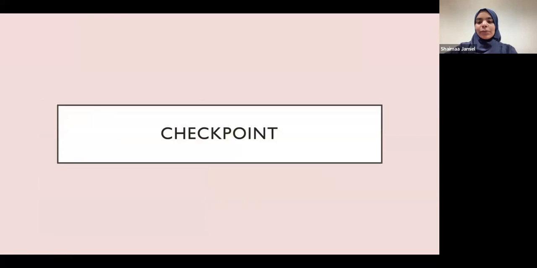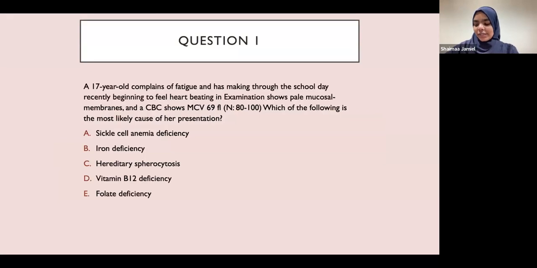So now, this is a checkpoint. Did you guys understand or do you have any questions related to anything I mentioned before? Or is it all clear and we can move on? No questions? Okay. So that was the end of the explanations, but I have some questions for you. Okay, so let's see if you can answer them.